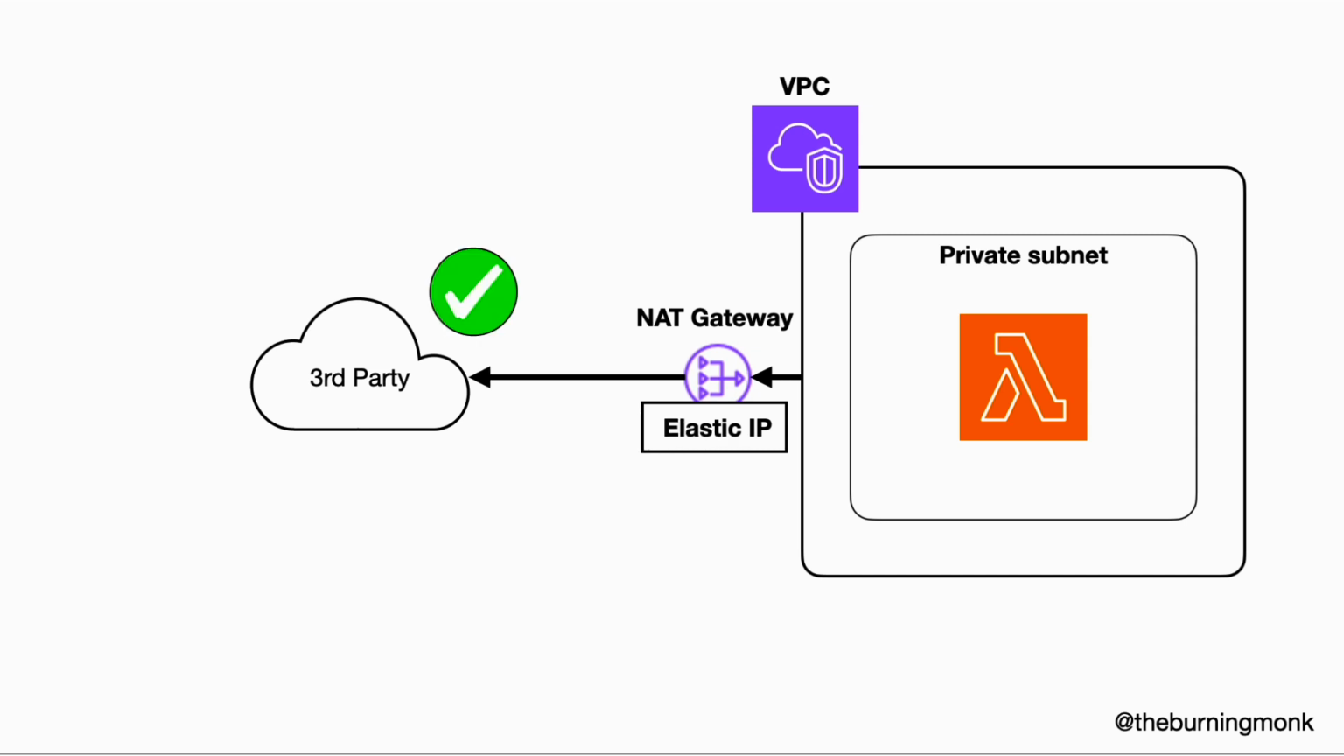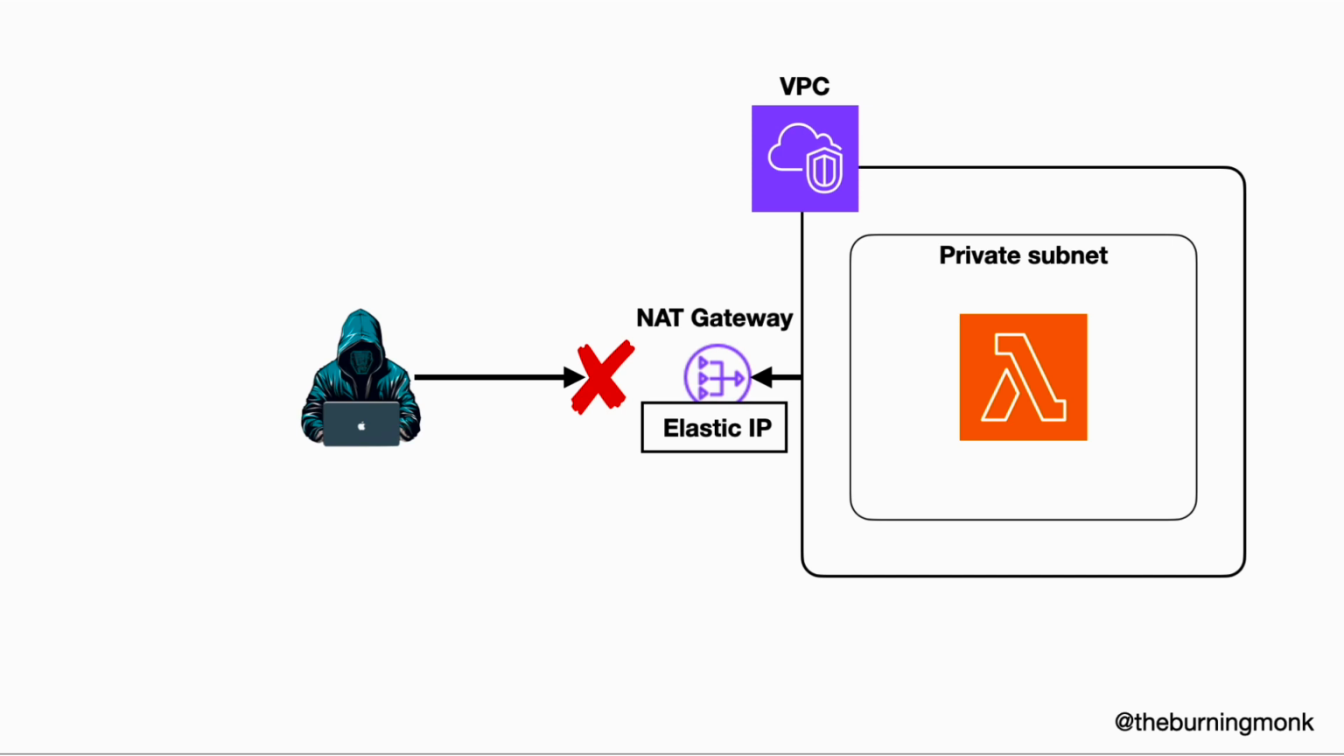And if you add this static IP address to the third-party service's allow list, then you will finally be able to access their service, while malicious actors still won't be able to access resources within your private subnet through this static IP address because NAT gateway doesn't allow inbound traffic from the internet.